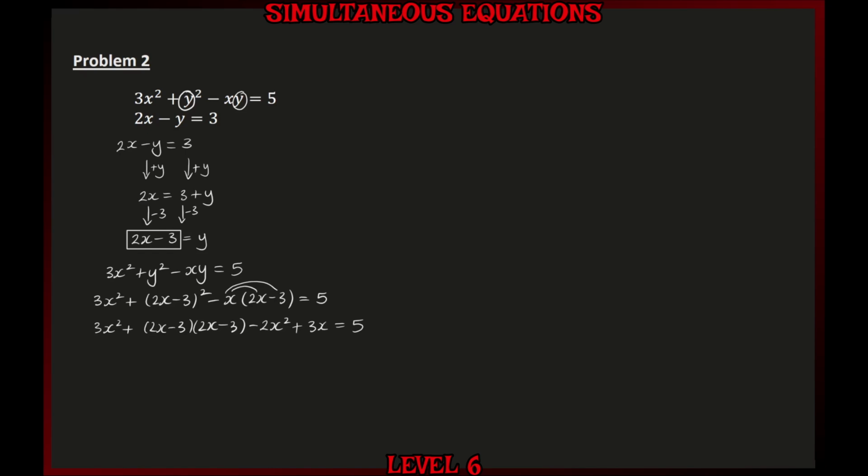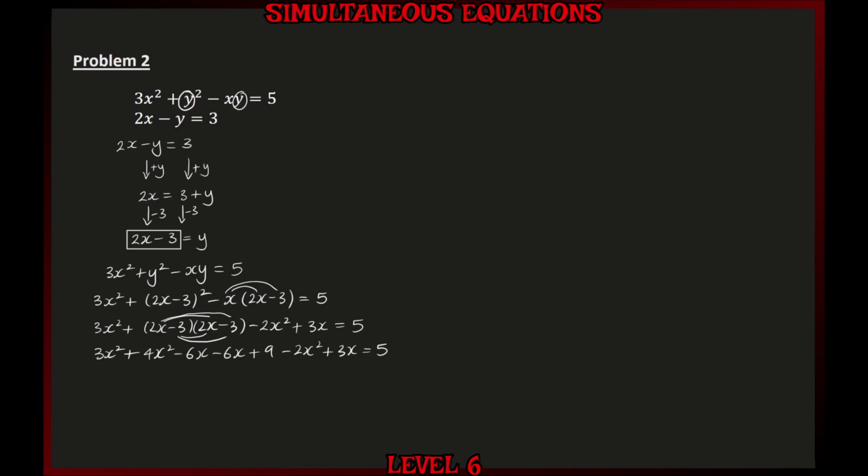We're now going to expand the double bracket. So we have 3x squared plus, and we have 2x times 2x, which is 4x squared. 2x times minus 3, which is minus 6x, minus 3 times 2x, which is again minus 6x, and minus 3 times minus 3, which is plus 9. And we still have a minus 2x squared, a plus 3x, and that's equal to 5.